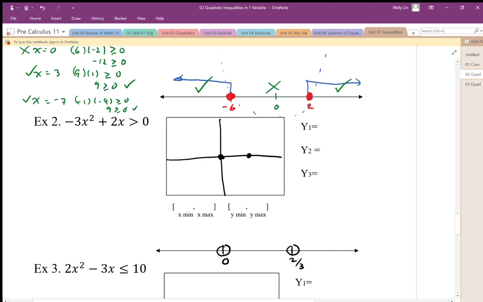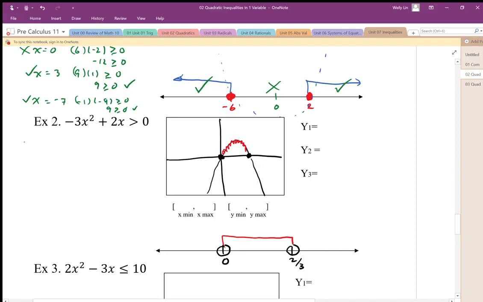Then if I graph this, my graph is going to look like this. It's going to be a parabola opening down. Then I have to establish which part of this parabola I am looking for. I'm looking for parts of this parabola that are greater than or equal to 0. Or sorry, greater than 0. Greater than 0 is going to be above the x-axis, so it's going to be this region here. So there's my solution region based on my graph.